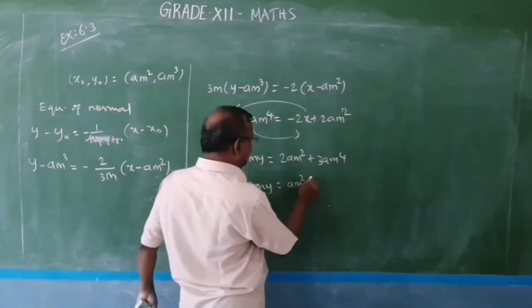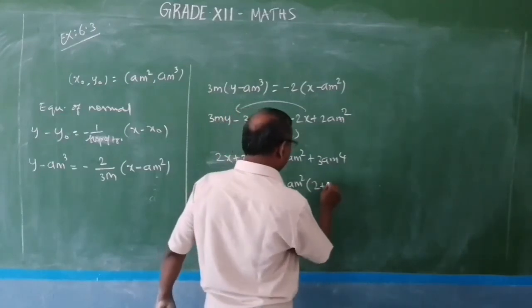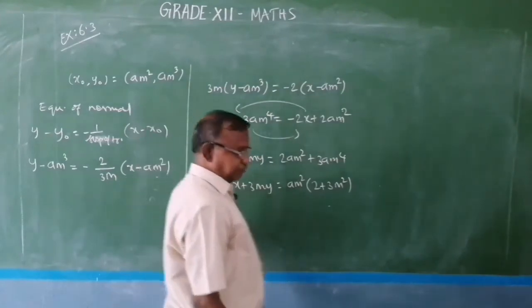or 2x plus 3my equal to am^2 into (2 plus 3m^2). So this is the required answer.